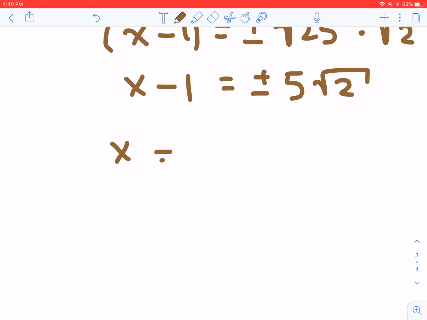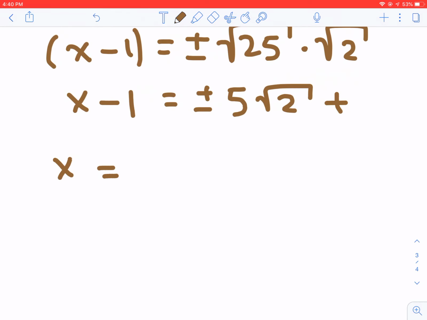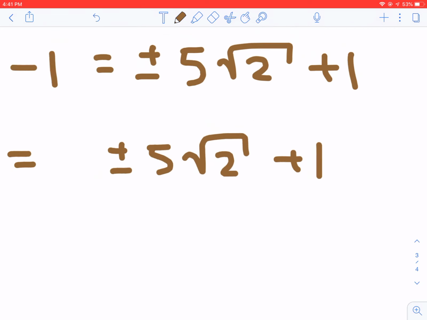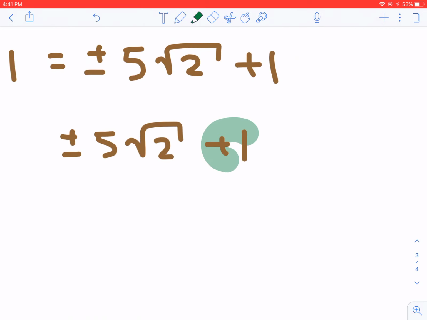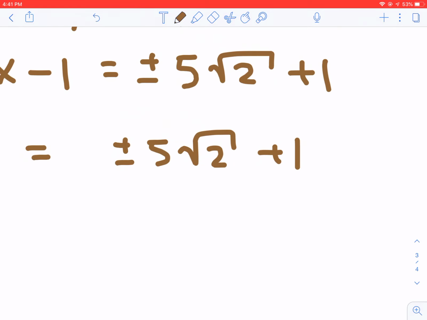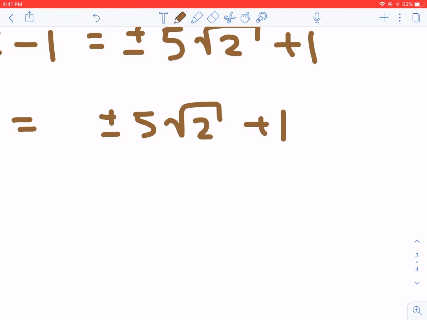So x equals, if I just add 1 to both sides, I can put the plus 1 at the end like that. Plus or minus 5 square root of 2 plus 1. So we cannot add these together, because this has a square root of 2 with it, this has no square root of 2 with it. You can't just add a number with an irrational number like that. So do not make this 6 square root of 2 and negative 4 square root of 2.